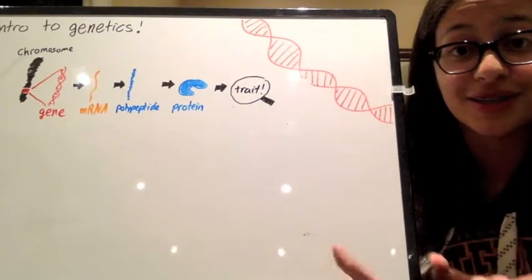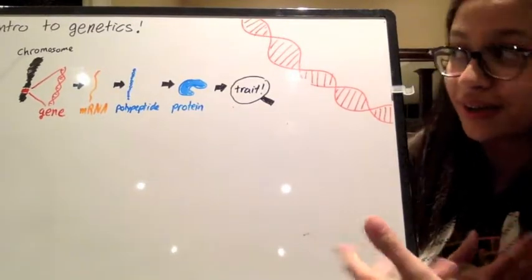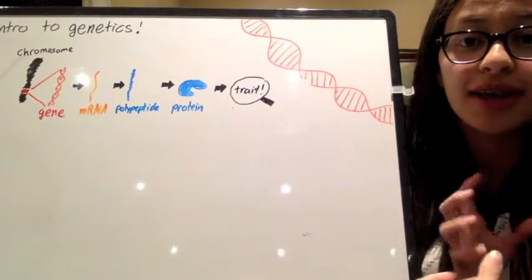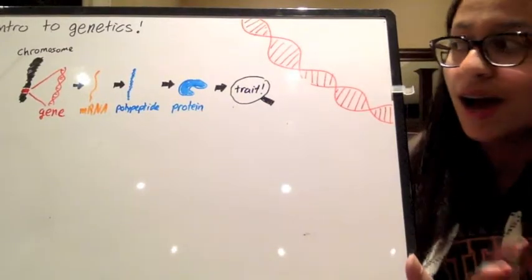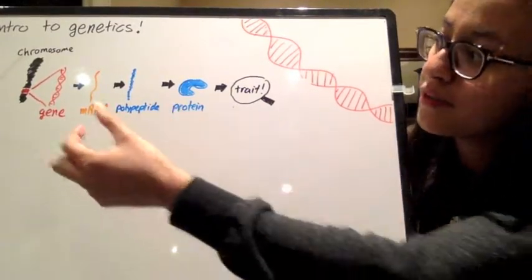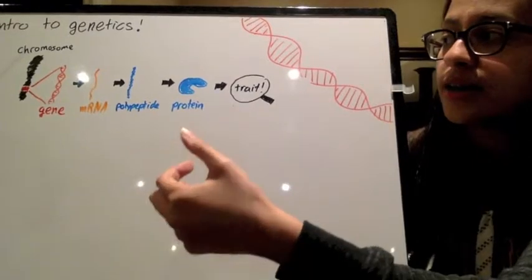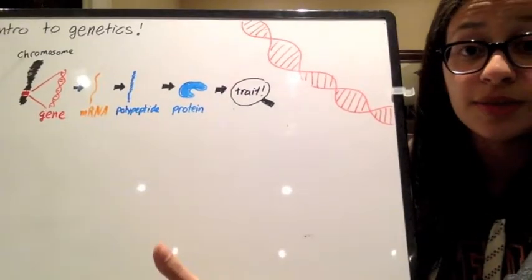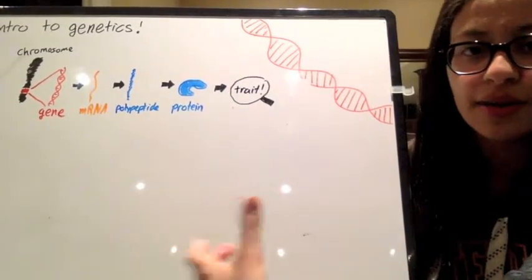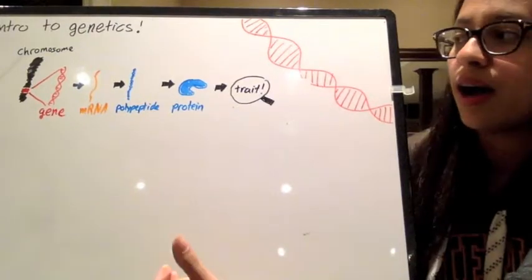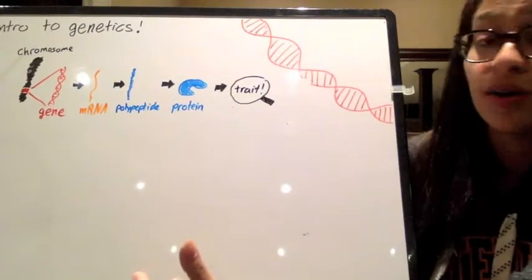So first, what is a gene? Well, if you look at our chromosome over here, which is just a tightly wound piece of DNA, and then you focus on a specific part of that DNA, that is going to be a gene. Now, it's not just any random part of DNA. It has to be a coding region, and that's what we call a gene.